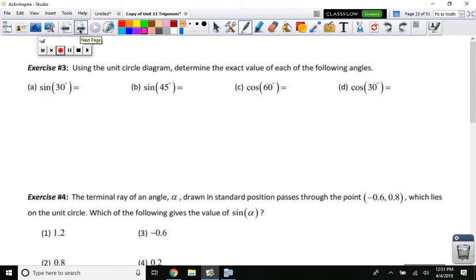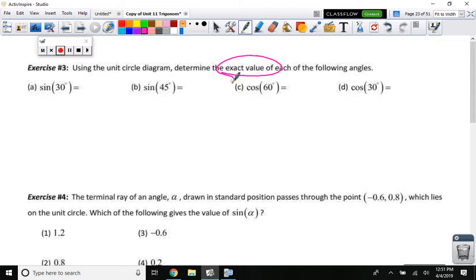All right. Using the unit circle diagram, determine the exact value. So for many of these, typing them into your calculator is not going to give you that because some of them have radicals. Sometimes it works out okay, sometimes it doesn't, but again, you're not going to have a calculator for your entire quiz. So only for parts of it.